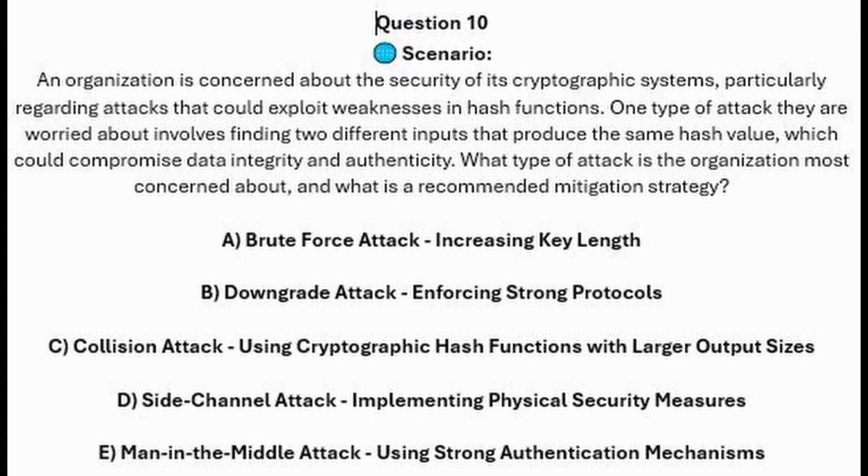Is it A, brute force attack, increasing key length? Is it B, downgrade attack, enforcing strong protocols? Is it C, collision attack, using cryptographic hash functions with larger output sizes? Is it D, side channel attacks, implementing physical security measures? Or is it E, man-in-the-middle attack, using strong authentication mechanisms?